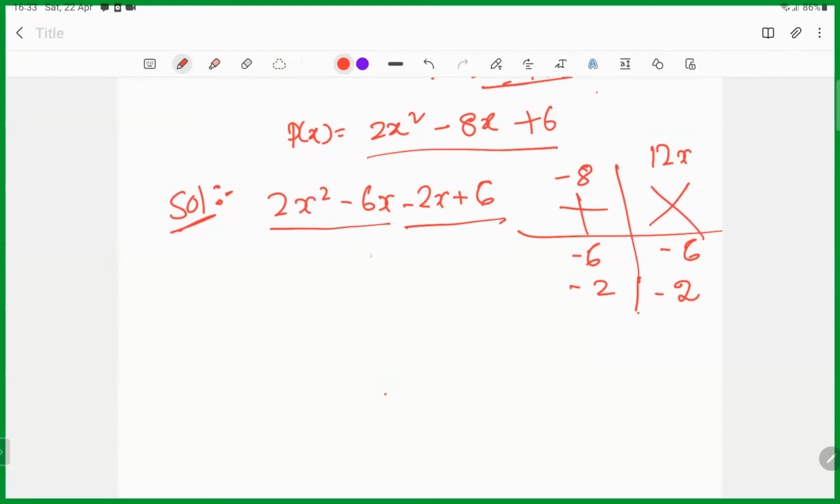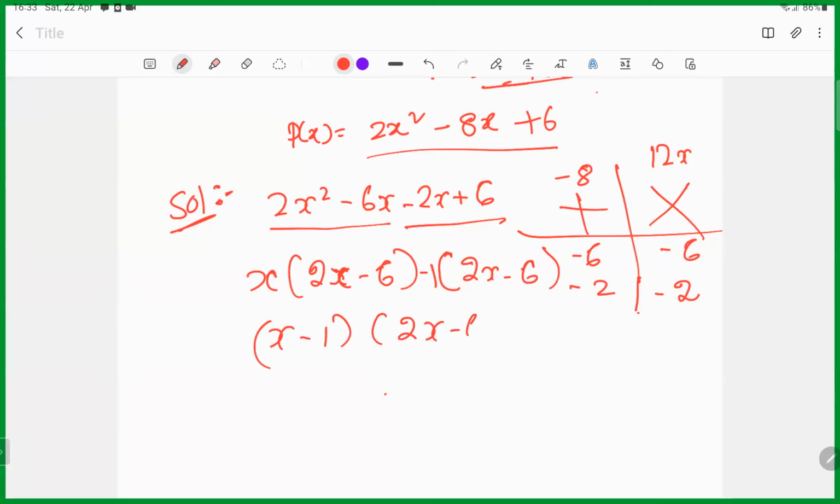What is the common here? It's x, and the remaining is 2x minus 6, and again minus 6. So the same whatever comes here: x minus 3. So x minus 1 is one term, and 2x minus 6 is another term. X minus 1 is equal to 0. It's the same.